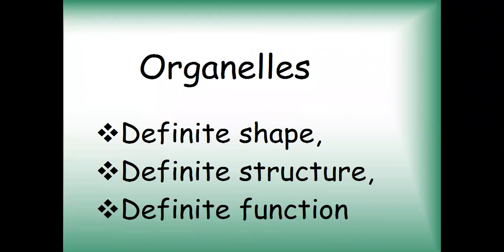Then coming to organelles. What do you mean by organelles? When I'm using this word, organelles: mitochondria, ribosomes, Golgi apparatus, and we have endoplasmic reticulum, centrosomes, centrioles, all these are known as organelles. Why? They have a definite shape, a definite structure, and they have a definite function to perform inside our body.